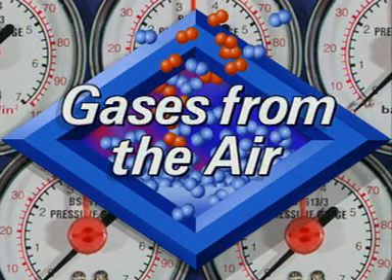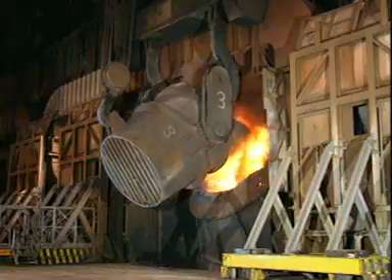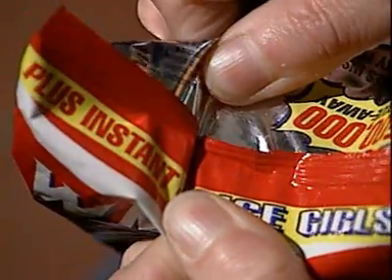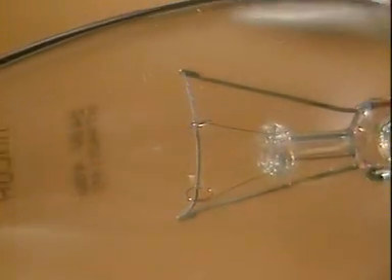Air can be separated into oxygen, nitrogen and argon by fractional distillation. Oxygen is used in a number of chemical processes, including steel making and metal cutting. Nitrogen gas is used as an inert atmosphere for storing food. Argon is used for filling light bulbs.